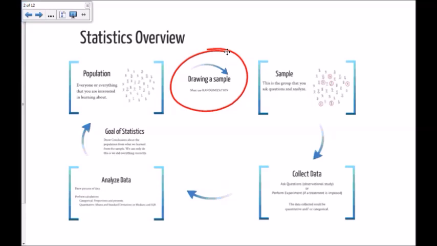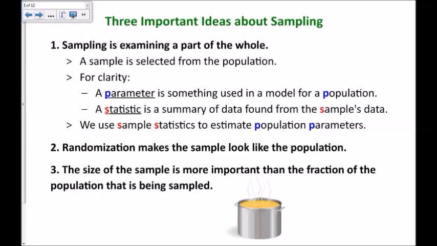There are several ways to draw that sample and why it's important to use randomness. There are 3 important ideas about sampling. First, sampling is examining a part of the whole. You draw your sample from the population, which is an idea I know we've already discussed in these videos.